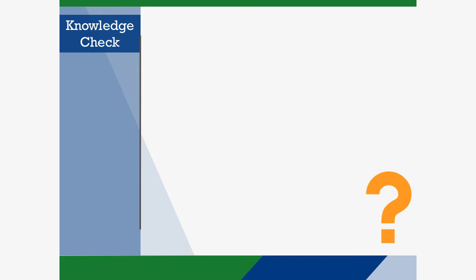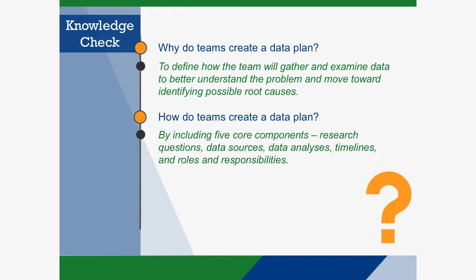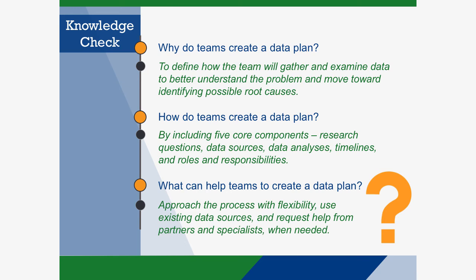Let's take a moment to check in on what we've learned about creating a data plan. Why do teams create a data plan? Teams create a data plan to define how the team will gather and examine data to better understand the problem and move toward identifying possible root causes. How do teams create a data plan? By including the 5 core components: research questions, data sources including quantitative and qualitative, data analyses, timeline, and roles and responsibilities. What can help teams to create a data plan? Approaching the process with flexibility, using existing data sources, and requesting help from partners and specialists when needed.